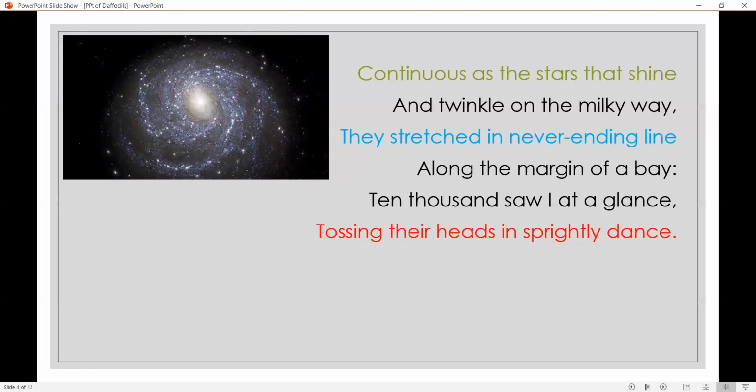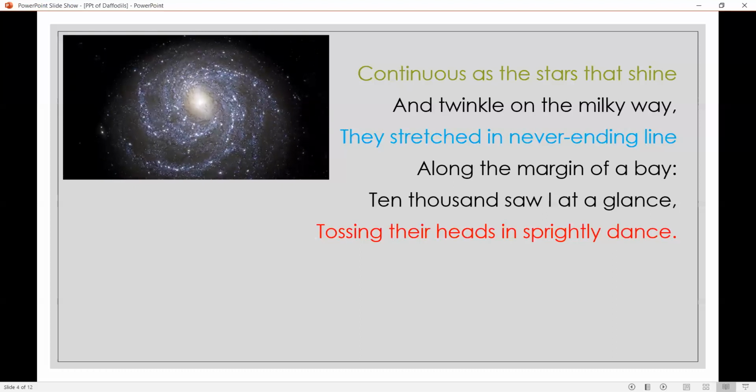Ten thousand saw I at a glance. Can anybody count exactly 10,000 at a glance? No. This shows the exaggeration of the poet. What is he exactly trying to tell here? The poet may have seen a few daffodils in a domestic garden earlier. Maybe that is his memory. But perhaps this is the first time he is encountering such a humongous group of daffodils. So he is so overwhelmed with joy and says that at a glance he could see 10,000 of them.